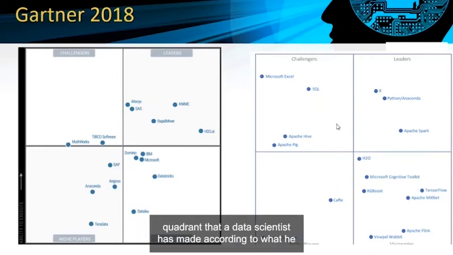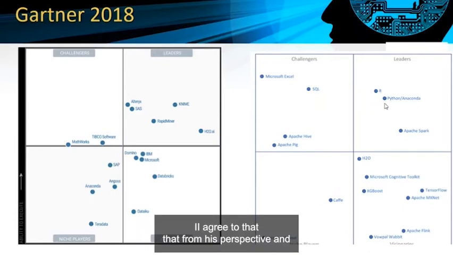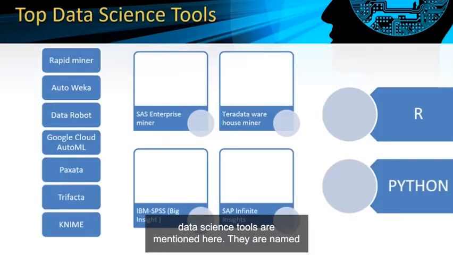This is a quadrant that a data scientist has made according to what he feels are important when he is building an application. And I agree to that from his perspective, open source like Python, R, and Spark are the most important players, and we will talk about this in some detail. So top data science tools are mentioned here.